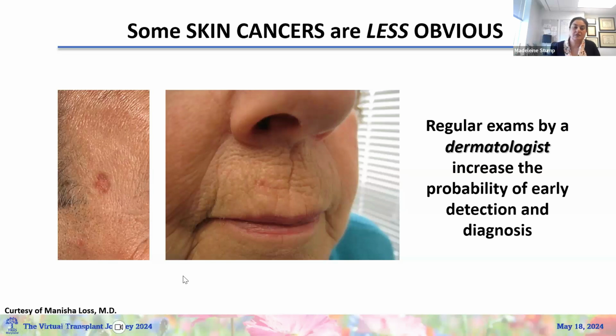These slides are courtesy of my mentor, Dr. Manisha Loss. And you can see here, this is not that difficult to see. There's a little brown spot with maybe some scale. I'm not showing you the entire face of the patient, but maybe he has many normal brown spots that are just aging-related changes of the skin, which this is very difficult to distinguish from. So oftentimes it's hard for patients to tell, is this a normal change or is this skin cancer? This is even more difficult for those of you who were able to zone in on this area.